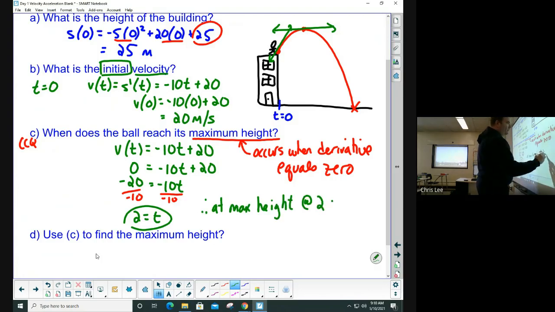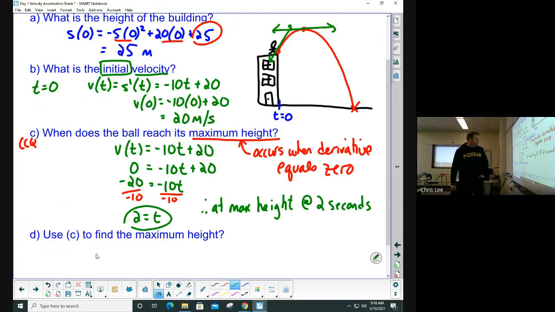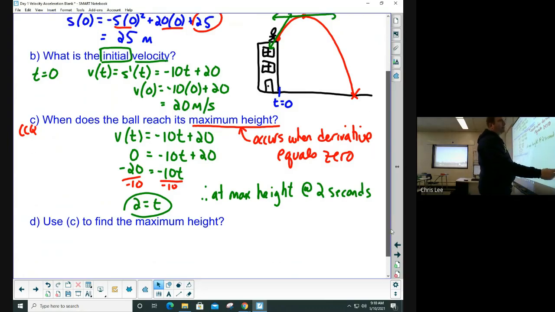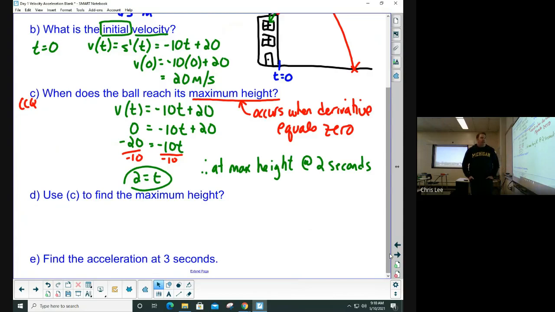So we know it's at max at 2 seconds. So you can see how that's much quicker than our grade 10 method of trying to find the vertex.